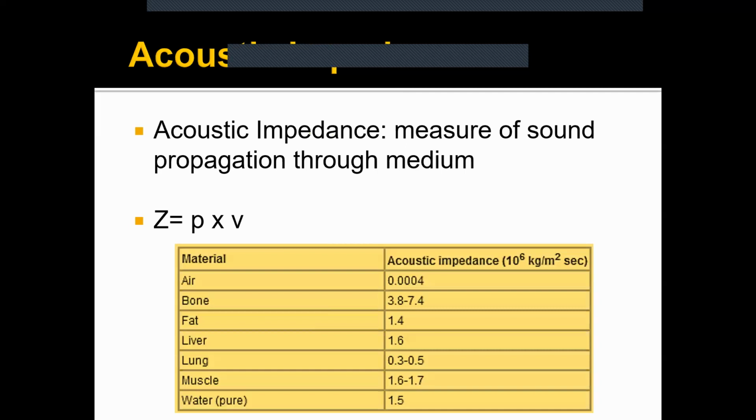Now, similar to how we had attenuation for X-rays, in this case we have acoustic impedance, which describes how quickly the sound wave, and how much of it, is able to travel through the medium. It's also determined by things like density and hardness, but you don't really have to worry yourself too much.